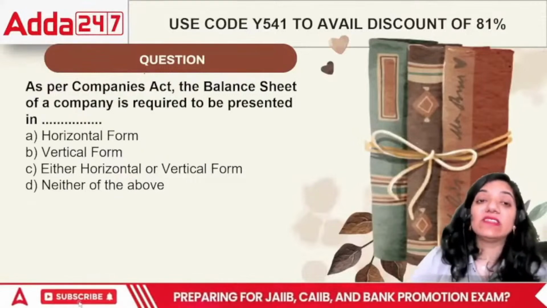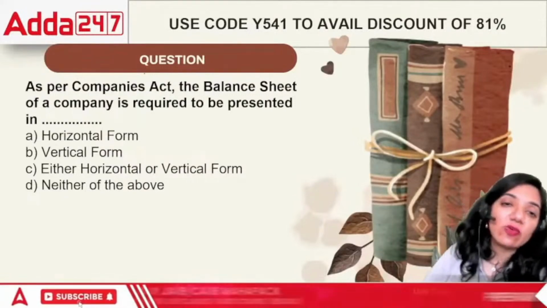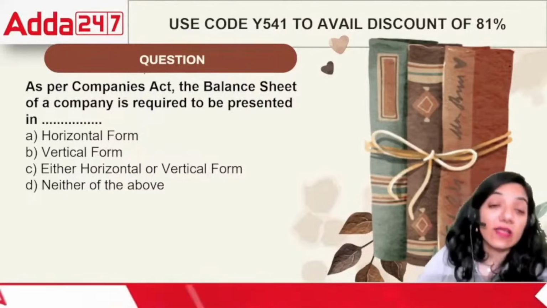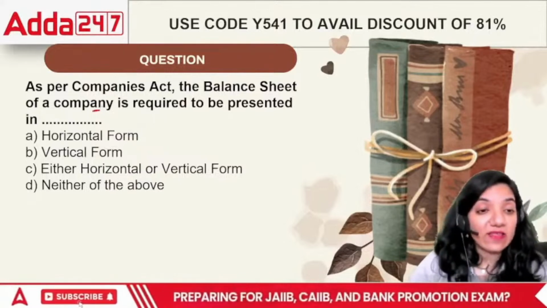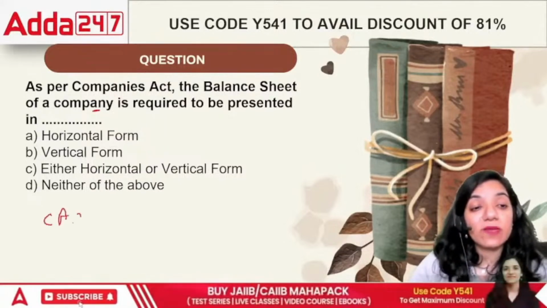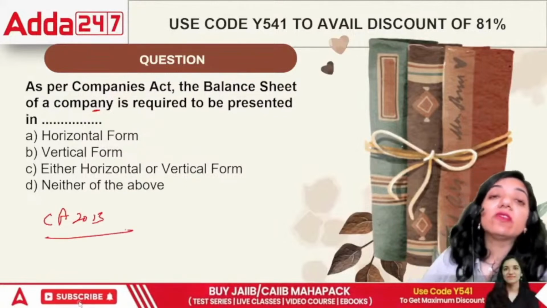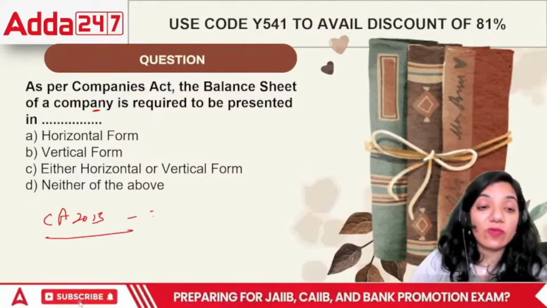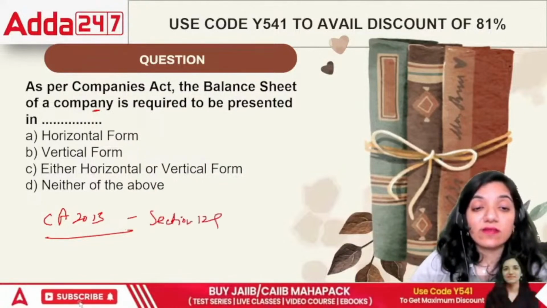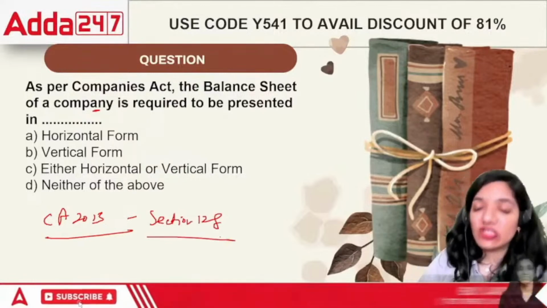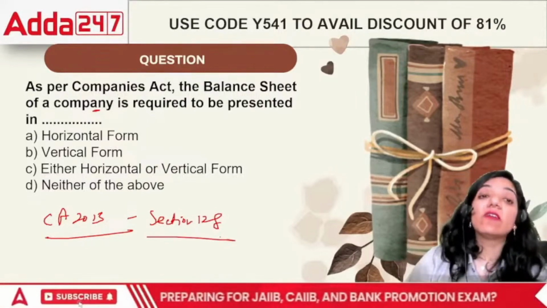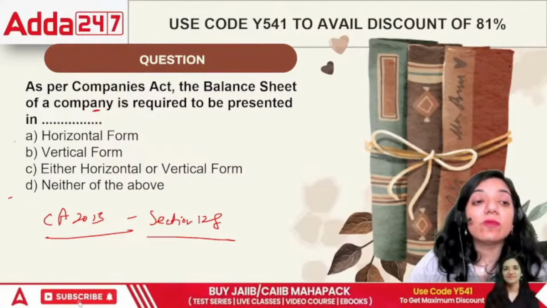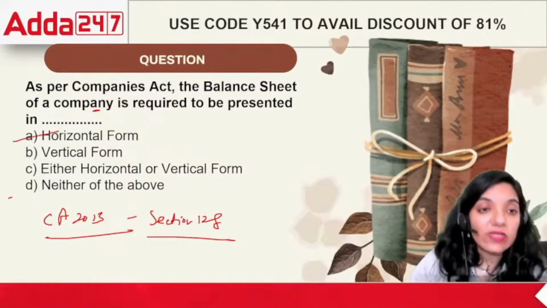Next question: as per the Companies Act, the balance sheet of the business is required to be presented in horizontal form, vertical form, either vertical or horizontal, or neither of the above. Technically, the act that specifies this particular method is the Companies Act 2013, and the section which specifies the method of showing the books of accounts is section 128. They have given two parts, part A and part B of their format, which specifies the way of working of that particular organization.